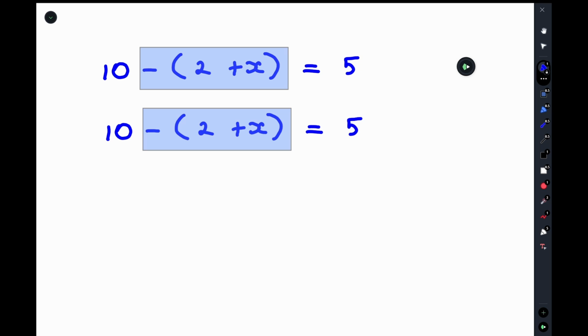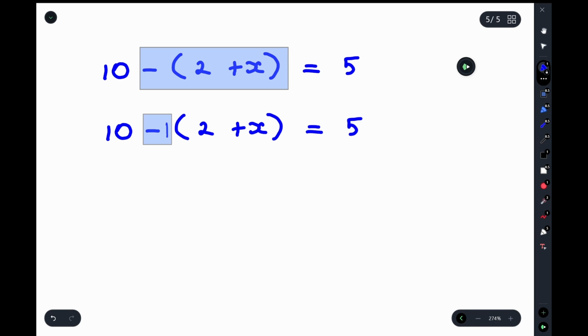One of the things that students miss with these questions is that -1 is understood at the beginning of that bracket. So in expanding this bracket, we're going to multiply -1 by the first term in the brackets, which is 2, and then -1 times x, the second term in the bracket.